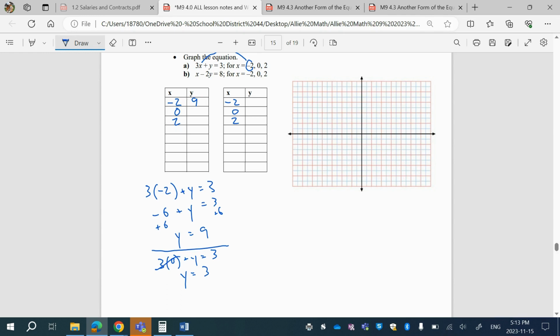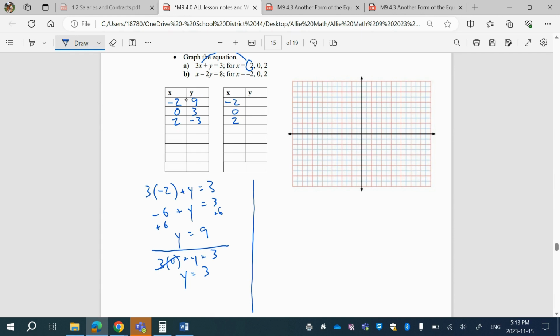And now I think we can see a bit of a pattern. As x goes up by 2, y goes down by 6. So our next one's going to be at negative 3. You could quickly confirm: 6 plus y equals 3, you have to subtract 6 from each side, and that makes sense. Let's do this next one right here.